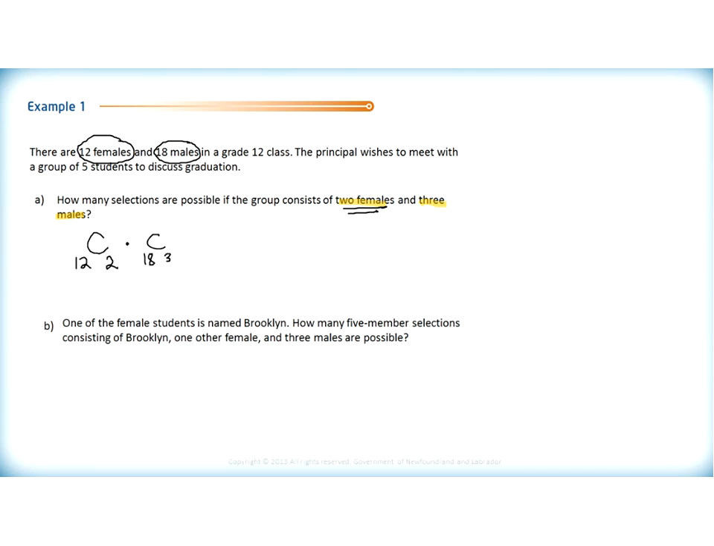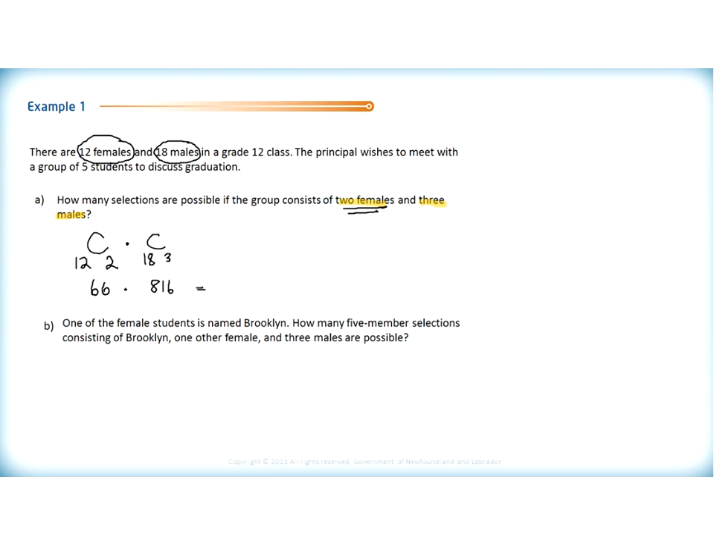So the C of 12, choose 2. We do that on our calculator again. You should know how to use this on your calculator at this point. So I do 12, press the math key on your TI-83, go down to C of n, choose r. So we're choosing 2 of the 12, which is 66 ways. And the C of 18, choose 3. So we do 18, go to your math, C of 18, choose 3, is 816 ways.